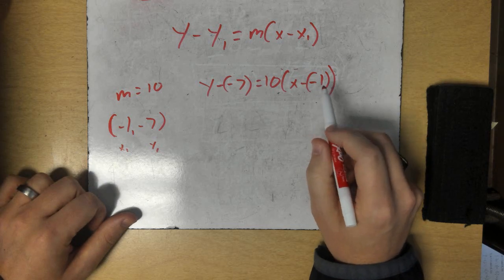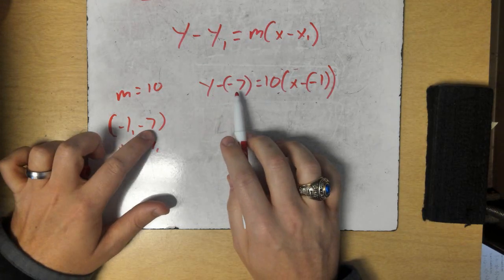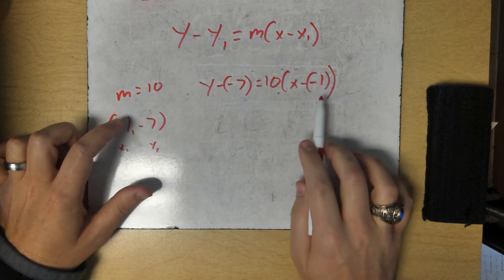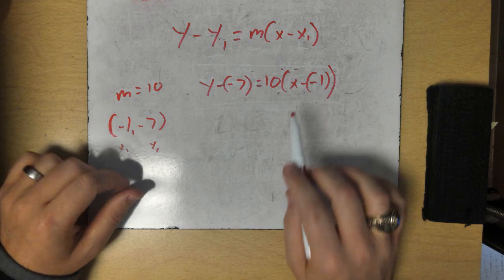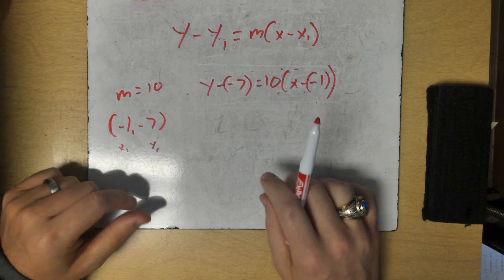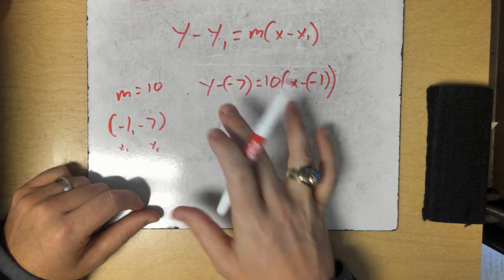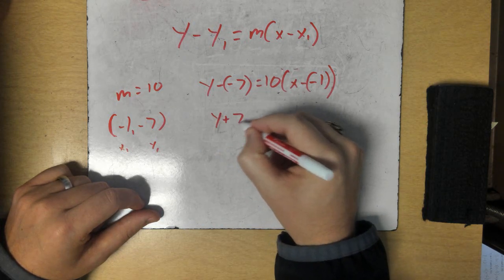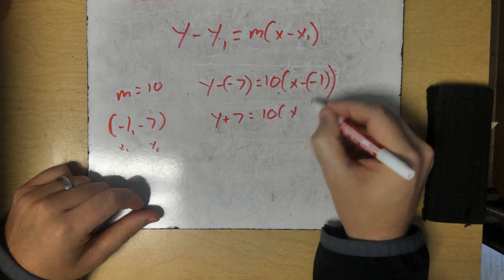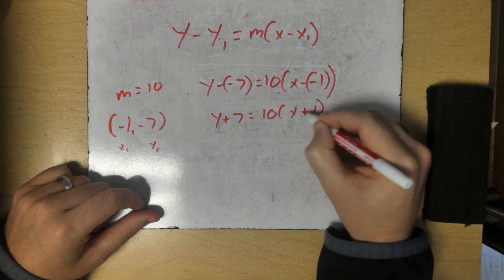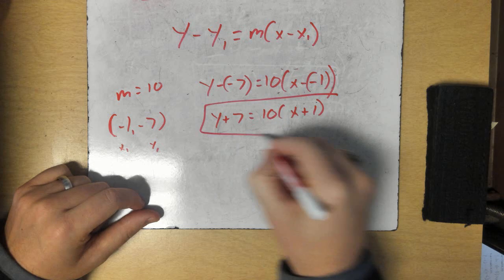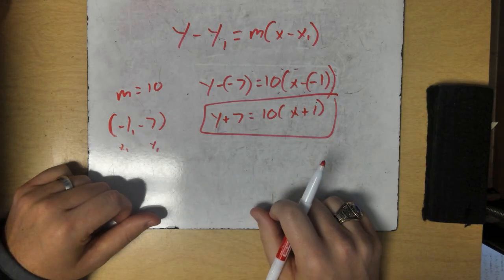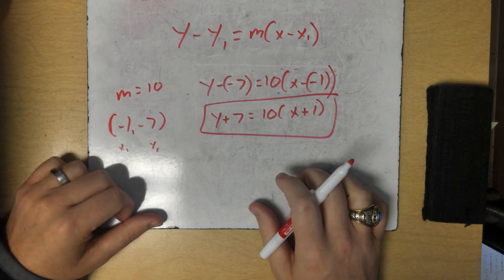So we have minus negative here. So once again, our y1, -7, our slope, 10, our x1, -1. Okay, with the negatives keeping with both. Now, because we have these double negatives here, we can go ahead and change those to positives. So this becomes y plus 7 equals 10, and then x, plus 1. Okay. So that's our final answer. y plus 7 equals 10 times x plus 1. Okay? Simple, right? Yes, it is.